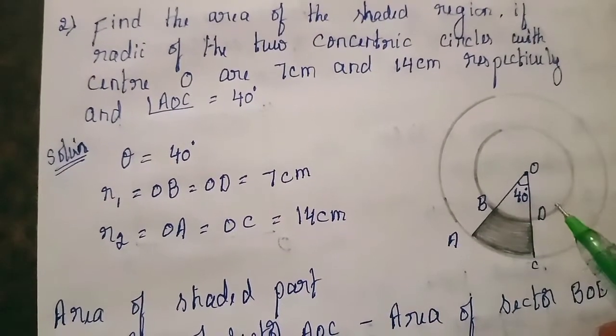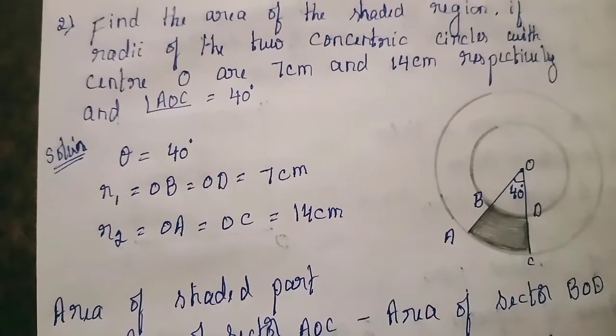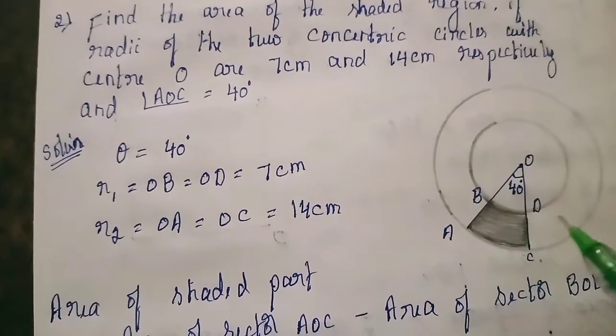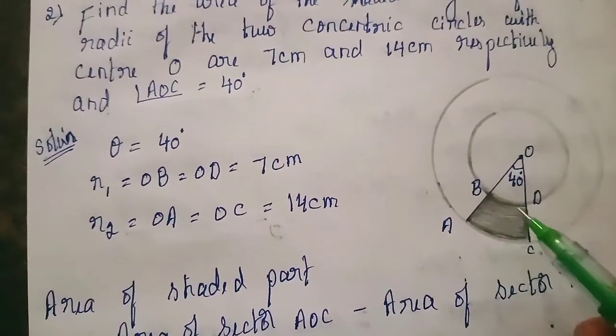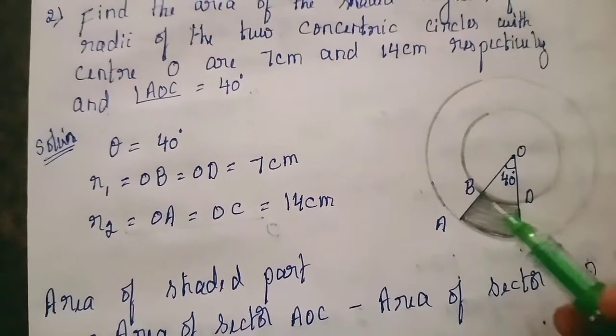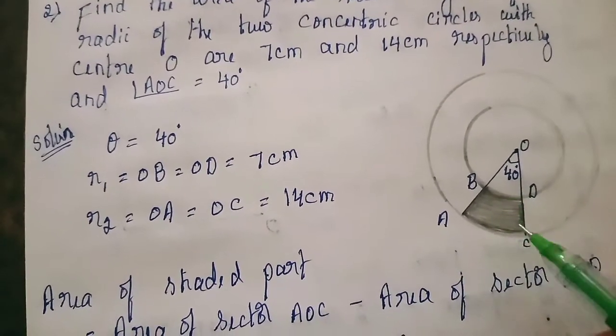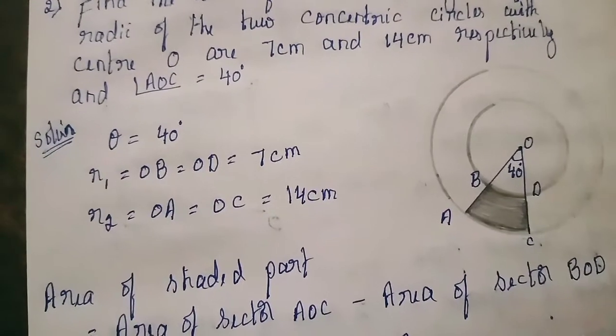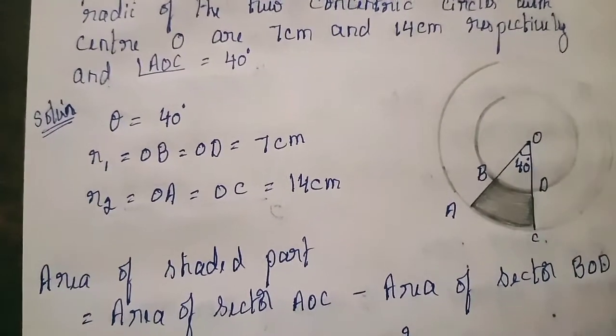Shaded segment is nothing but a part of a circle which is made by an arc and a chord. But here you can observe there is no arc. Arc is there but there is no chord here. So this cannot be a segment. Don't get confused.